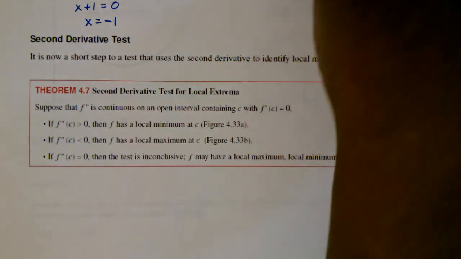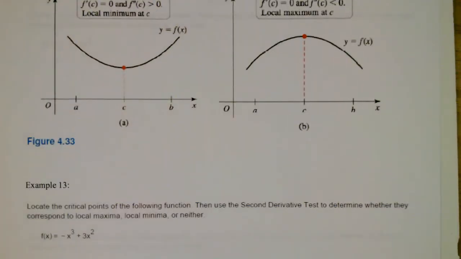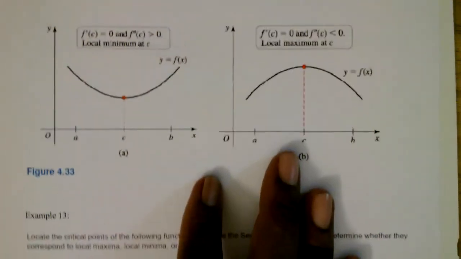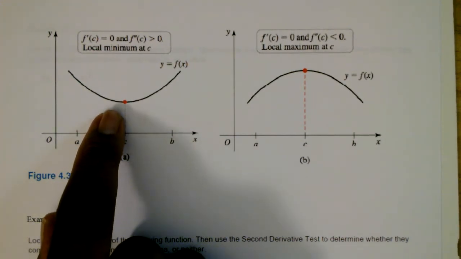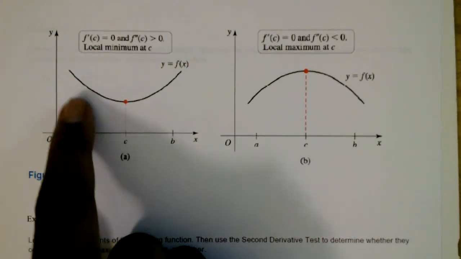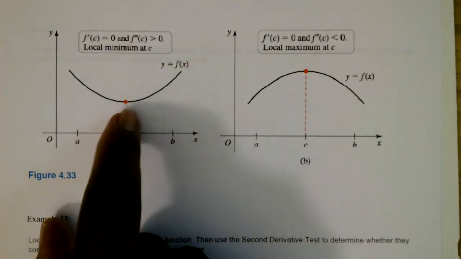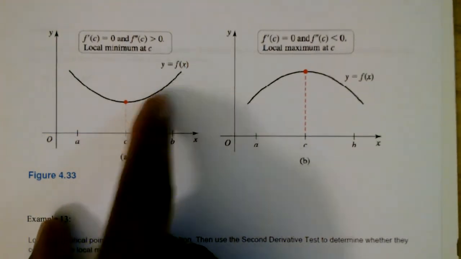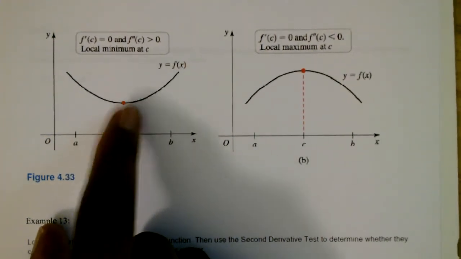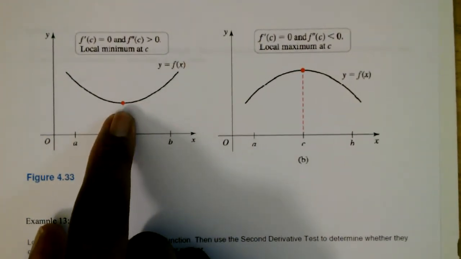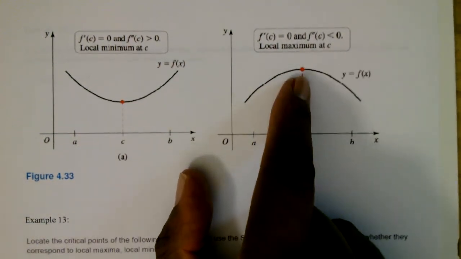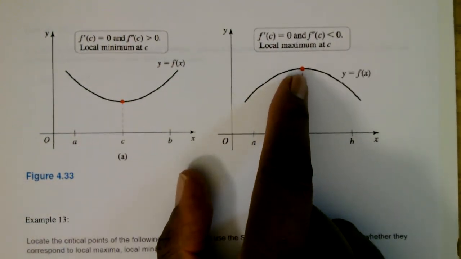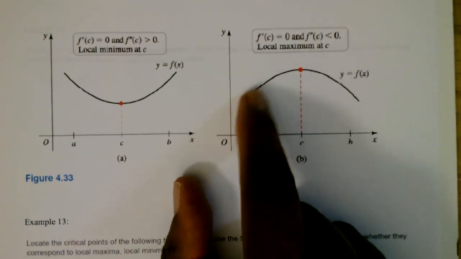Now, if you look on the next page, you'll see illustrations of that. f prime of c was 0, f double prime of c became positive. So there is a local minimum here. And on the right is your local max, where f double prime of c was negative and f prime of c was 0.